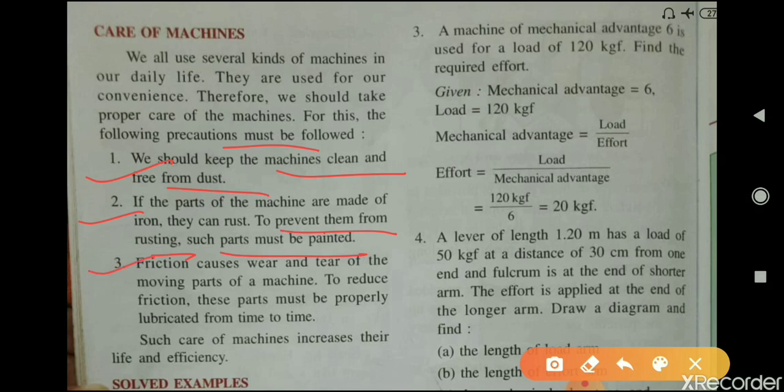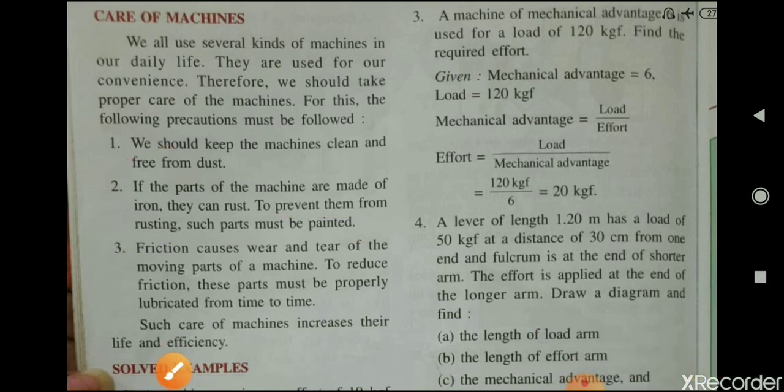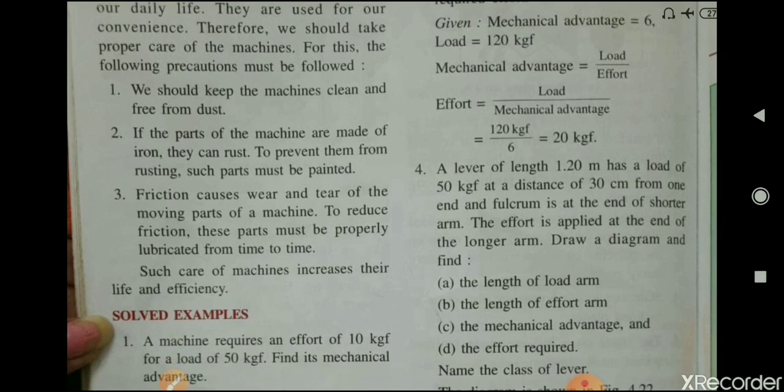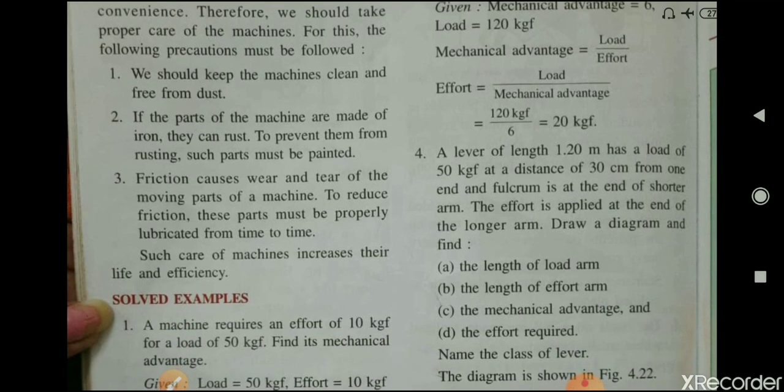And the third one is friction causes wear and tear of the moving parts of a machine. To reduce friction, these parts must be properly lubricated from time to time. So these are some measures which we have to take to take care of the machines.